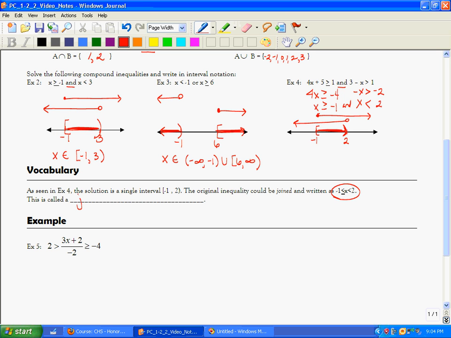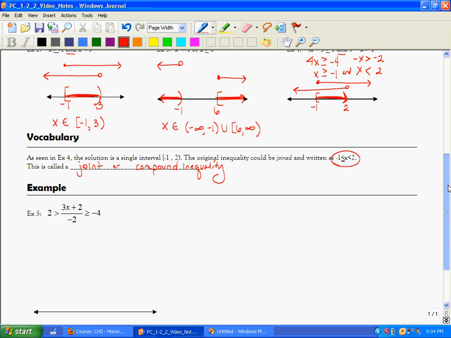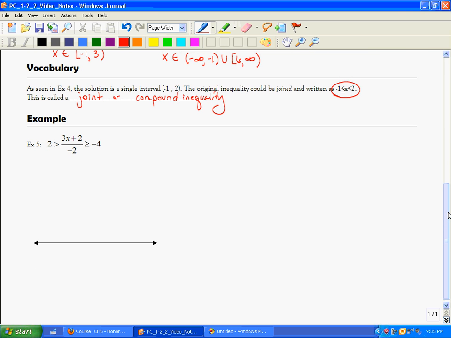This is called a joint or a compound inequality, because you can put two things in one. And the last example is one actually using that joint or compound inequality thought. This is an inequality that has bound by two inequalities here. So the first thing we're going to do is try to get this x by itself.